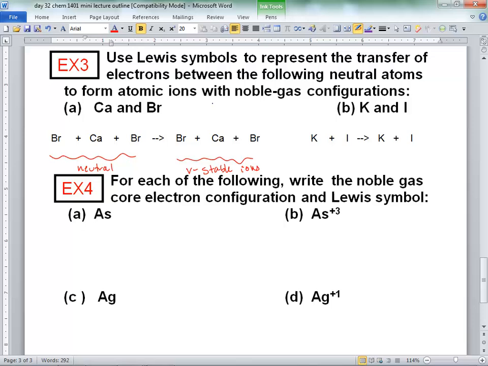That's really why we form CaBr2, right? Because it's a +2 and it's a minus. That's really why we have that formula of that ionic compound.